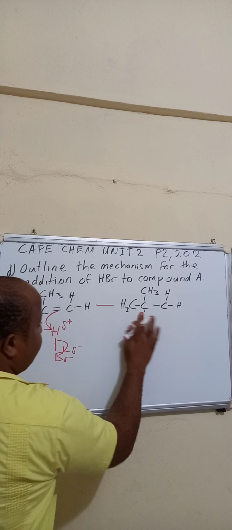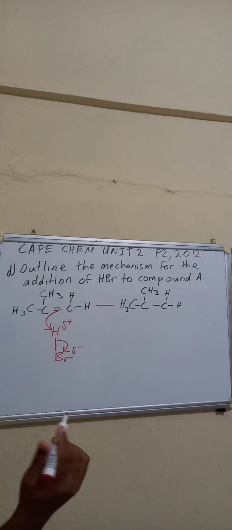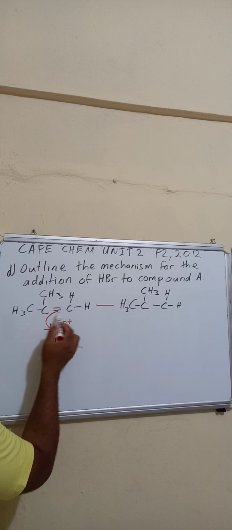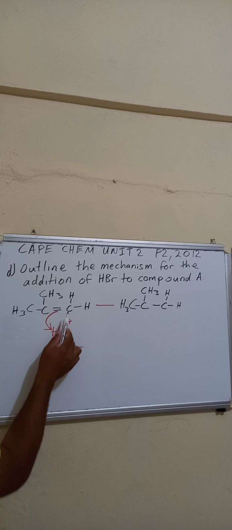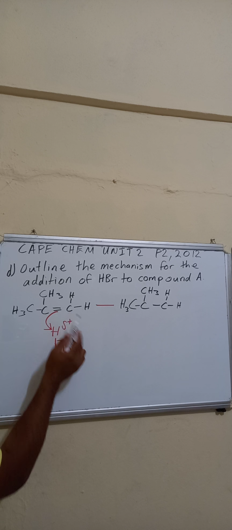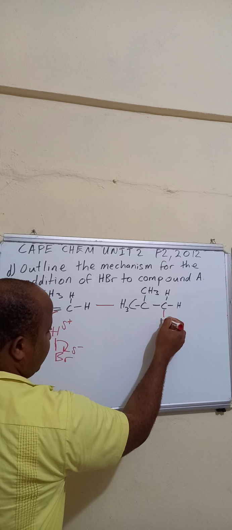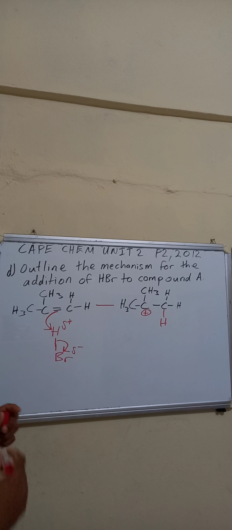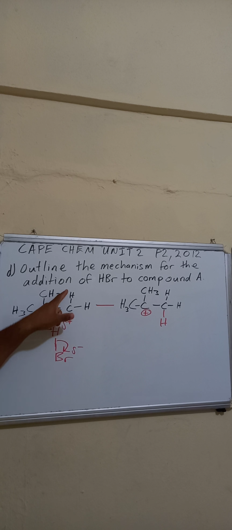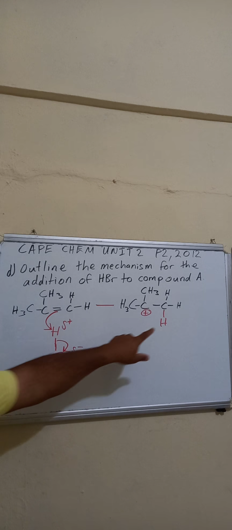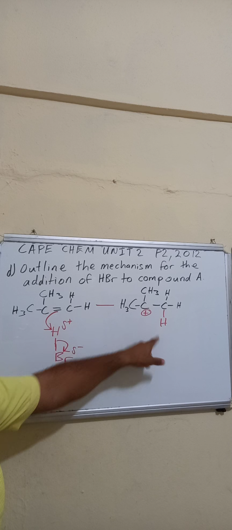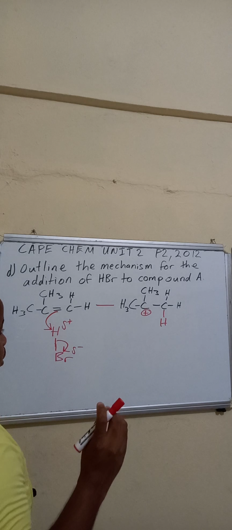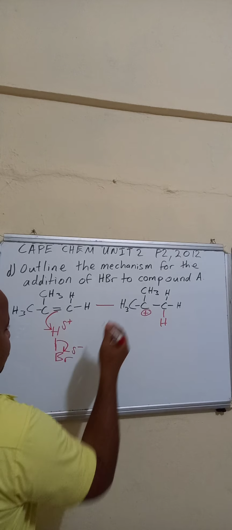Now, when you're adding a hydrogen halide to an alkene, these two carbons are the carbons of the double bond. But this one has more hydrogens, right? So that is where you will put the hydrogen. So when you're adding a hydrogen halide, the carbon of the double bond that has more hydrogens is the one that will get the hydrogen of the hydrogen halide. That's Markovnikov's rule. Right, so that's the product.